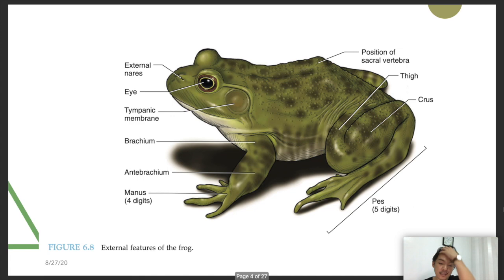So we will learn the external features of the frog. Okay, so you'll see it on your screen. We have here the external layers: the eye, tympanic membrane, brachium, the antebrachium, the manus. Okay, their digits, the manus or the hands. The pes have 5 digits. Unlike for humans, we have both 5 digits, okay, in your hands and your feet. We have the crus, the thigh, and the position of the sacral vertebra. So these are some of the external features of the frog. So we will learn what are these for.